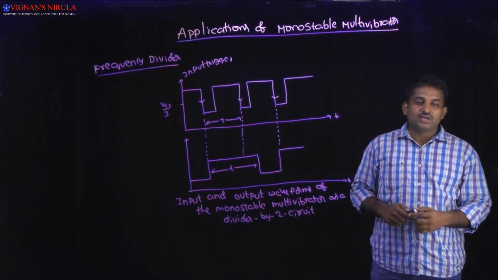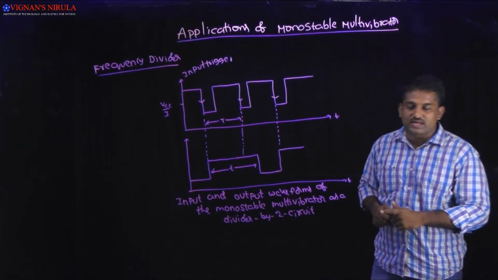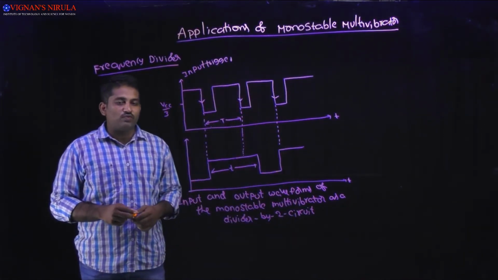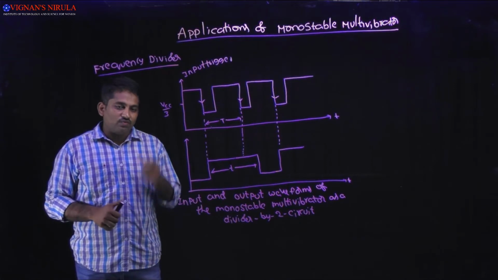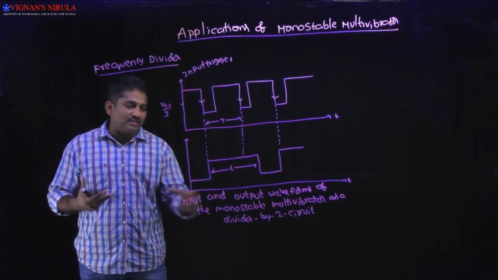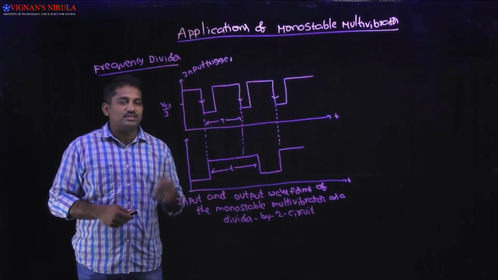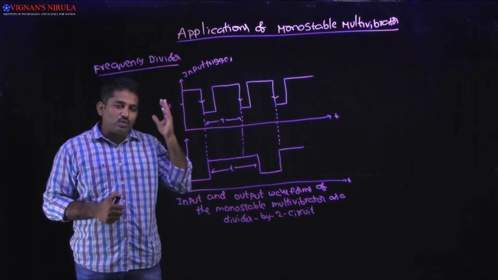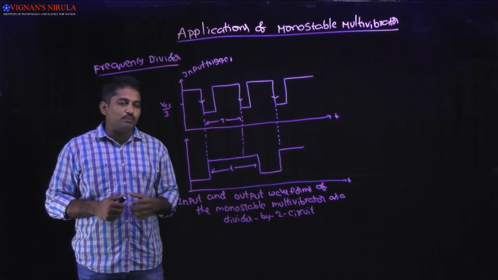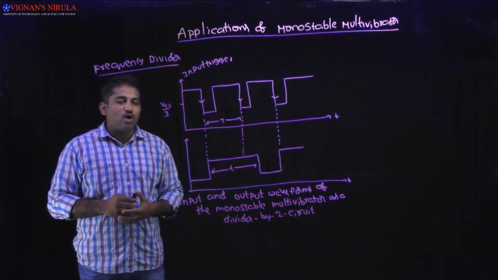How can we construct the monostable multivibrator as a frequency divider? For example, here I have drawn the input and output waveforms for the frequency divider. First, I am assuming the output pulse width time interval, this small t, is greater than the input time period, that is capital T. So, whenever you apply a negative edge triggered pulse at the trigger input, it immediately produces the positive pulse width at the output side.